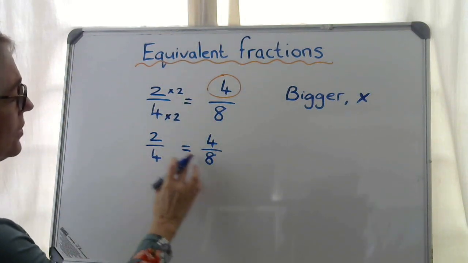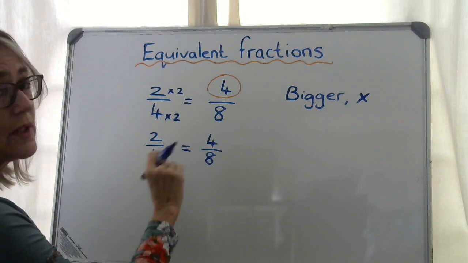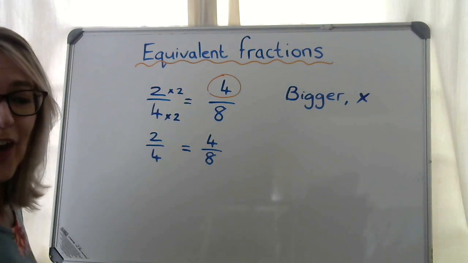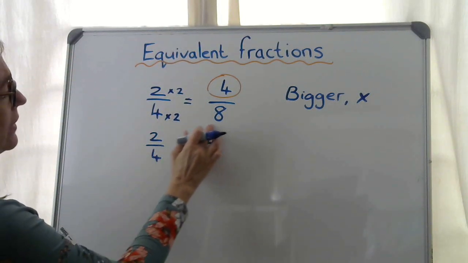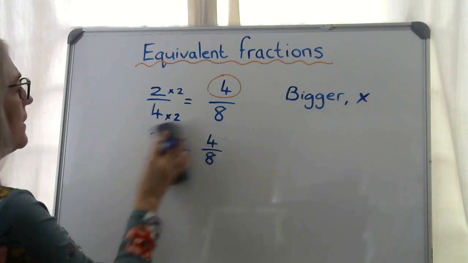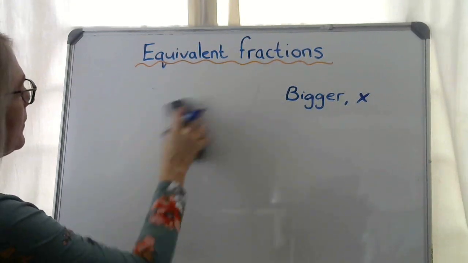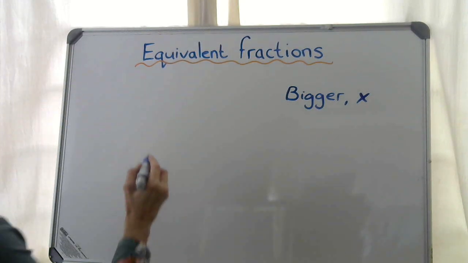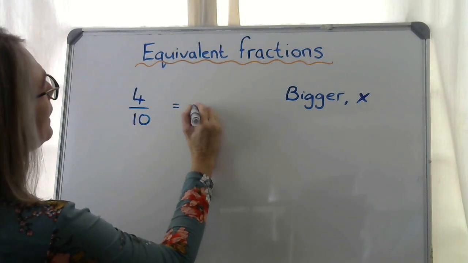Right. And you can check again. 4 times 2, yes, it's 8. 2 times 2, yes, it's 4. So you always check your fraction, and you are correct. Okay, now we're going to do one where the denominator is actually going to get smaller. So again, we use a simple fraction like 4/10. So we're going to say 4/10 equals how many fifths?